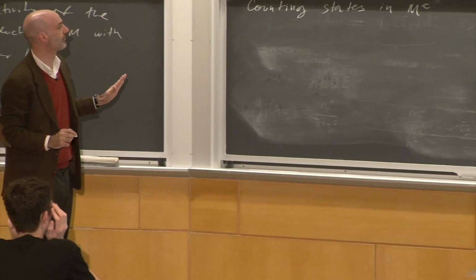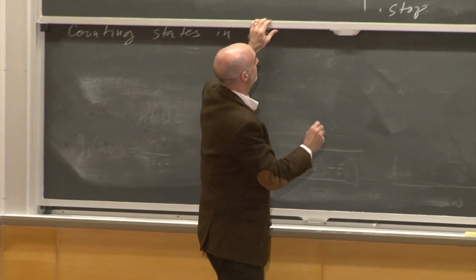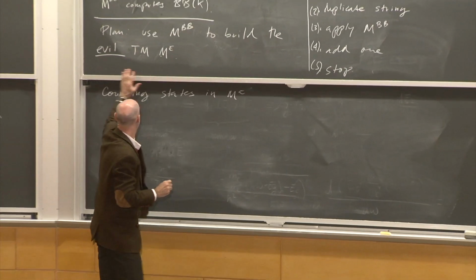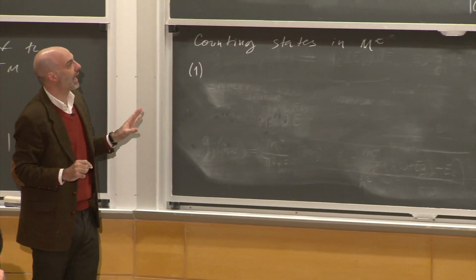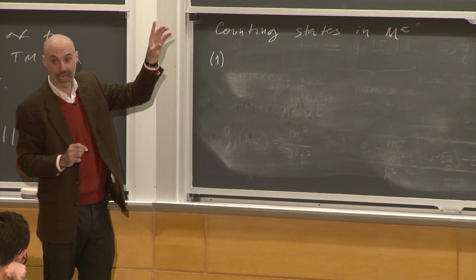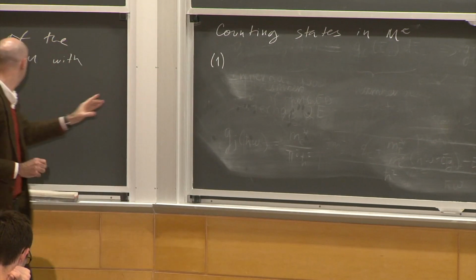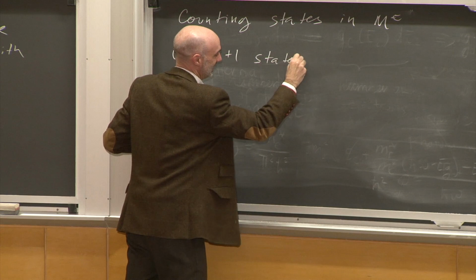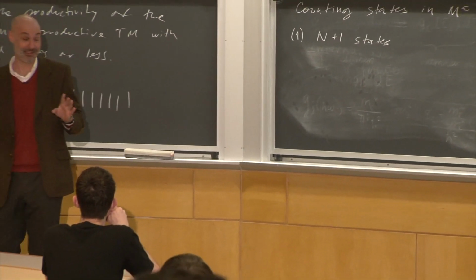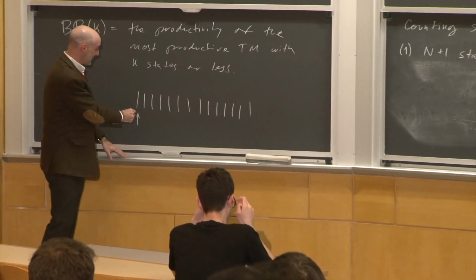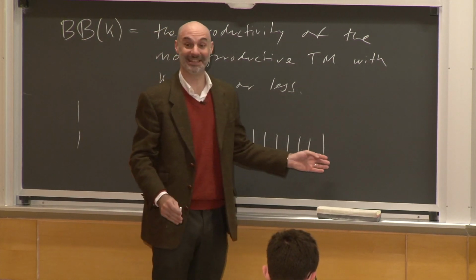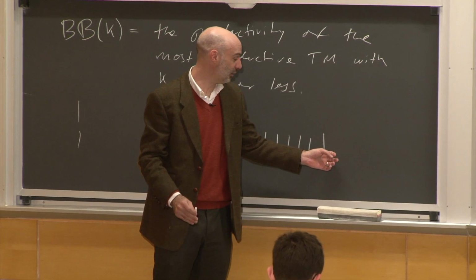So let's count the states in E. Maybe I'll give letters, or numbers, to these. OK, so for 1, how many states do we need to print n ones and then bring the reader back to the beginning of our string? There are much better ways to do it, but one way is to just use n plus 1 states. That is the kindergarten way of doing it. What you do is you start with a state that says print a 1, go right, and go to the next state. And then the next state says print a 1, go right, go to the next state, and so forth until you get to the nth state, which just says, OK, now start going back.